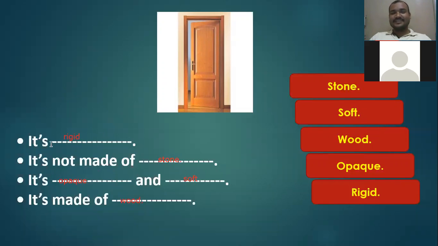So here the question has a little mistake. It's not soft, and it is rigid and opaque. So this rigid has to come here, and here we're supposed to add a negative word. Not. So here what we can understand is, don't follow the material blindly. We are supposed to analyze, right?